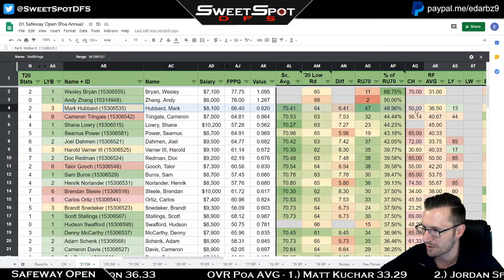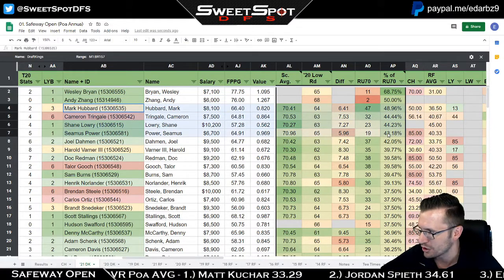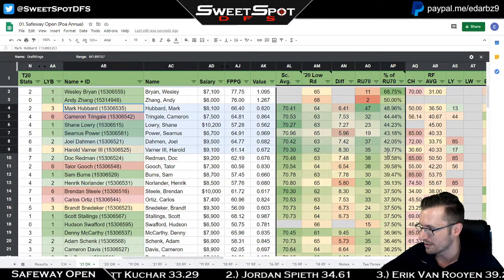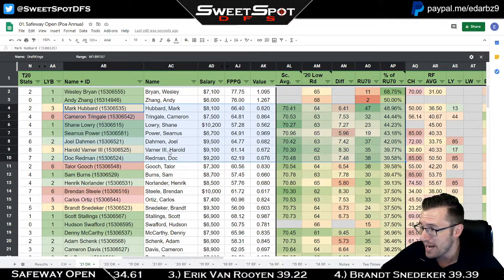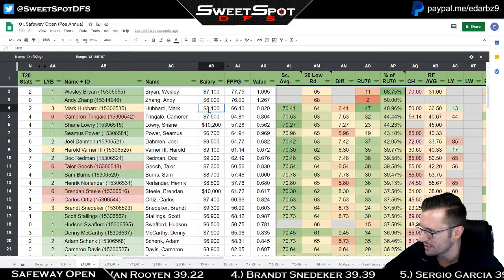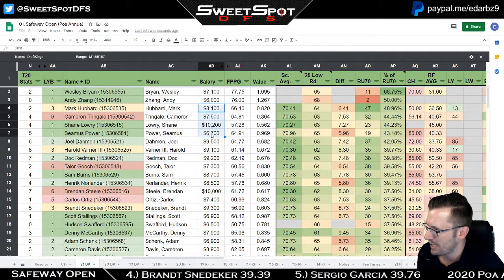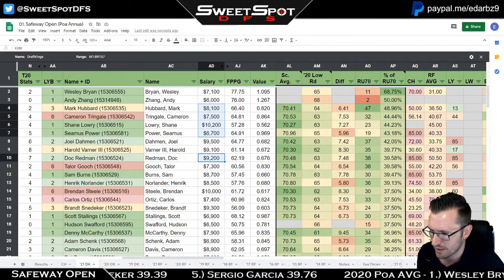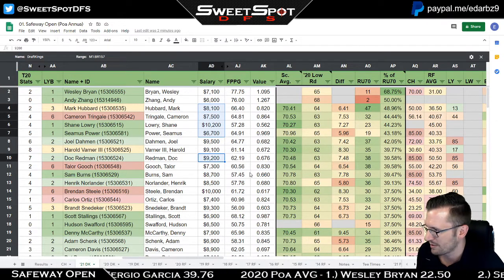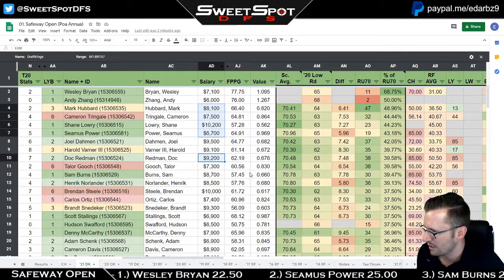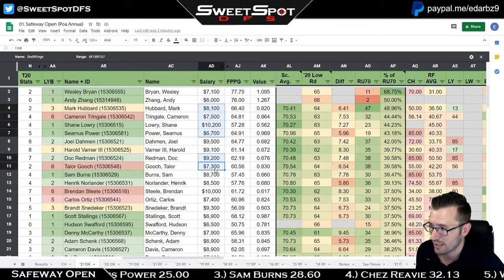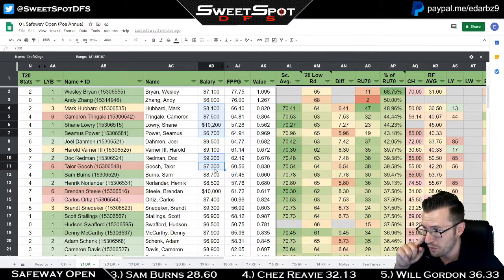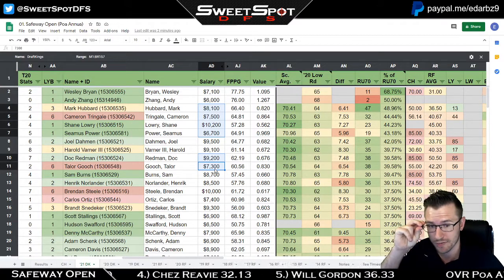But here we go. Mark Hubbard, Cameron Tringali, Shane Lowry, Seamus Power, Joel Dahmen, a favorite of a lot of people, Harold Varner III, Doc Redman. You can make a lineup of most of these guys. Like, what does this look like? Shane Lowry, Seamus Power. Can we even put a Doc Redman in there? That's 41,700. So obviously we need to find someone under $8,300. I mean, Taylor Gooch. There you go. You had a lineup, 49,000, of golfers who have good percentages of rounds under 70.